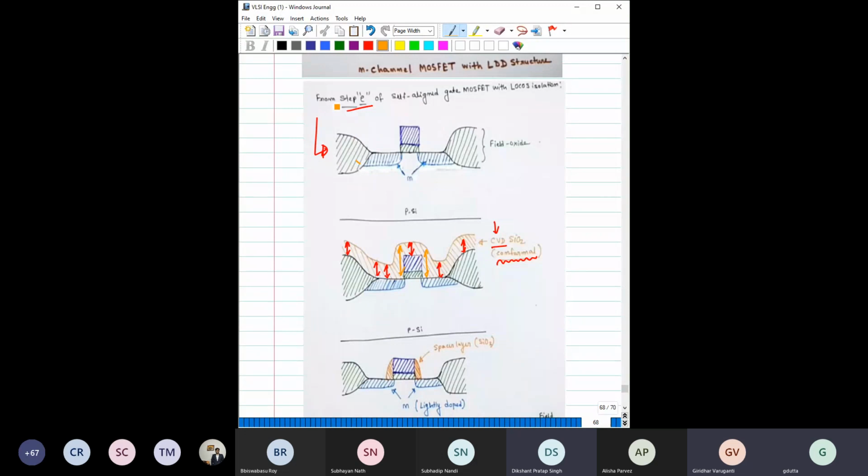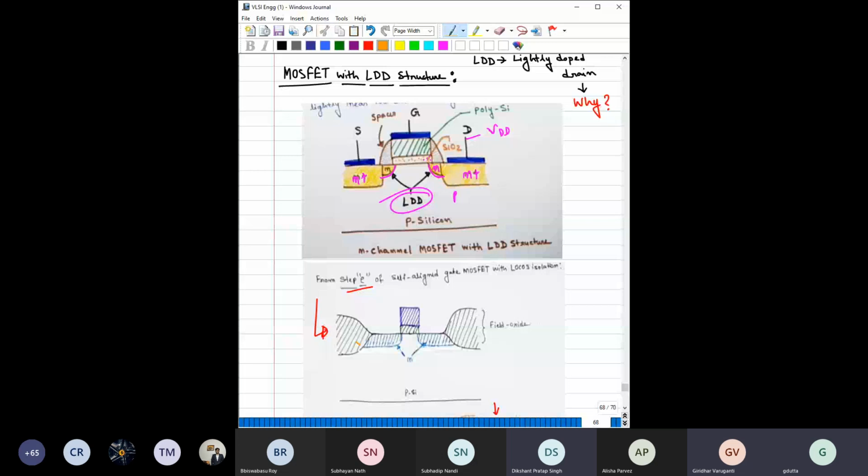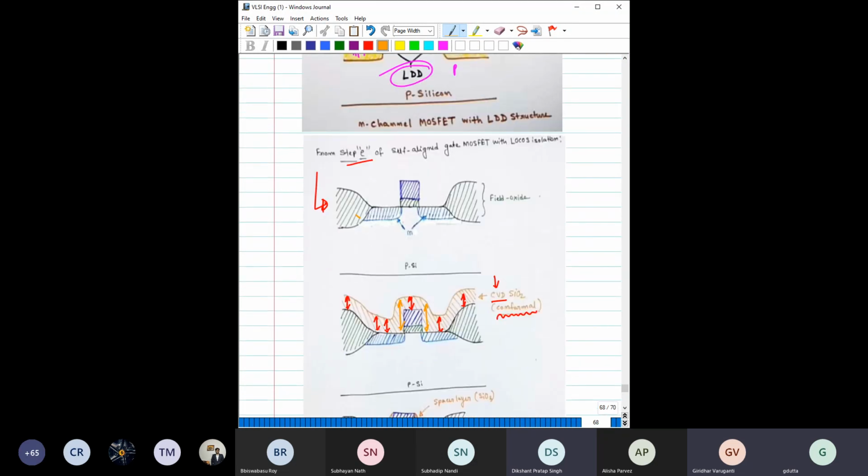We are discussing the MOSFET with LDD structure. We have discussed why we should have the LDD structure, to prevent the hot electron effect. Now we are trying to see how we can fabricate the LDD structure MOSFET. For that we start from step E, which we have already discussed for the self-aligned MOSFET with low-cost isolation process. So this is that step.